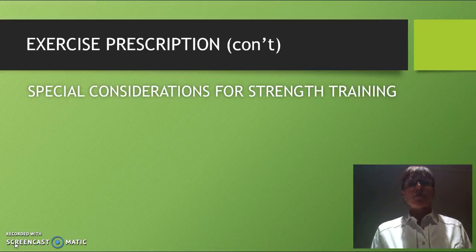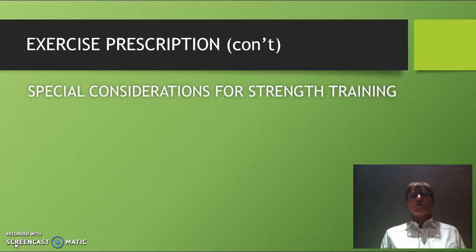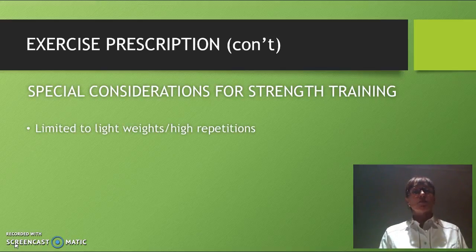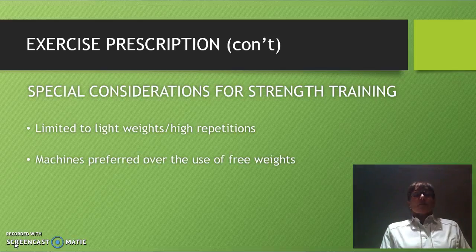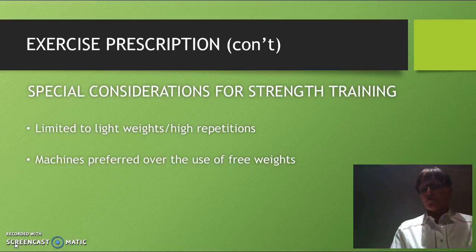Exercise prescription here continued would be some special considerations for strength training for those people that are on beta blockers, as I mentioned in my earlier slide in this presentation. They should be limited to light weights with high repetitions. They should use machines, if possible, which are preferred over the use of free weights.